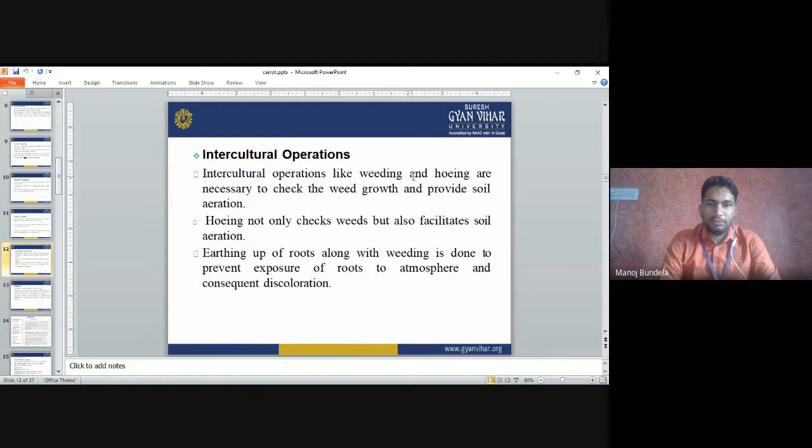If we go for earthing up, it will control weed growth also, and the roots will not be exposed to sunlight. If the roots are exposed to sunlight, the color of that particular part changes to green, and it is not accepted by consumers.